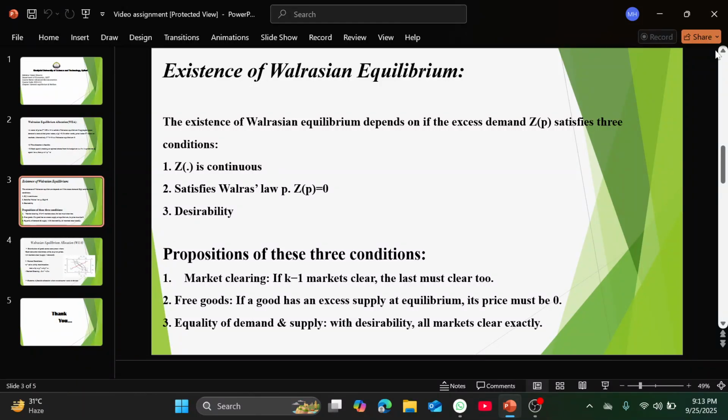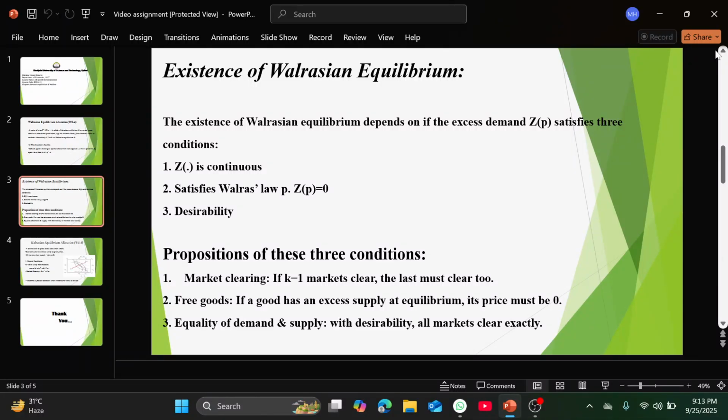Combining Walras' law and the definition of equilibrium, we have two useful propositions. Number one, market clearing. If demand equals supply in K-1 markets and Pk is greater than 0, then demand must equal supply in the K-th market. Proof: if not, Walras' law would be violated.